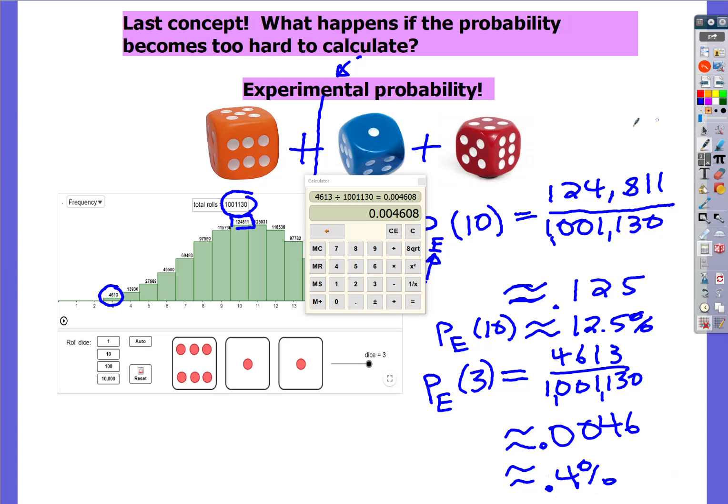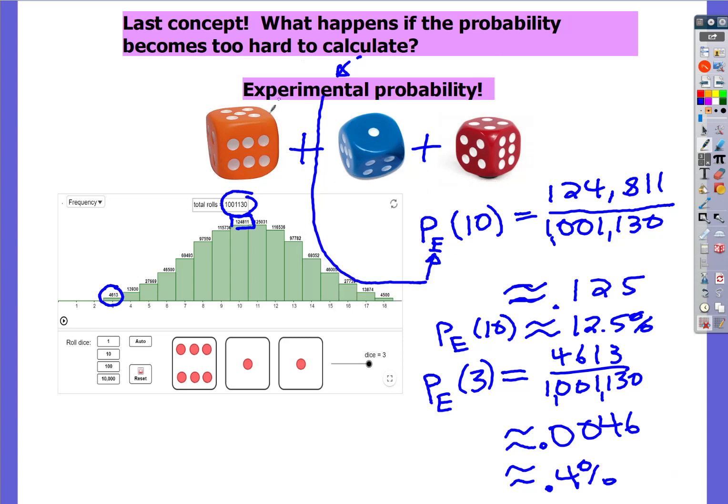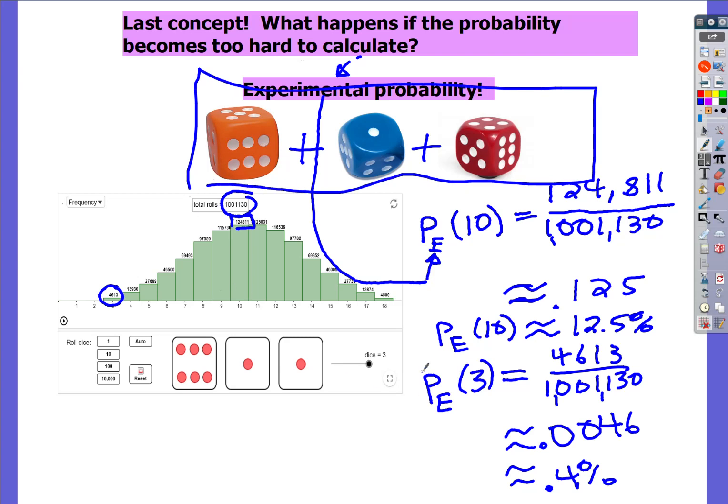So we could do a quick probability calculation on a model that we didn't even know what the combinations were. Of course, we could have listed them all out and gone like, well, what are all the ways I could make a 3? What are all the ways of making a 4? But very quickly, we were just able to experiment this out.